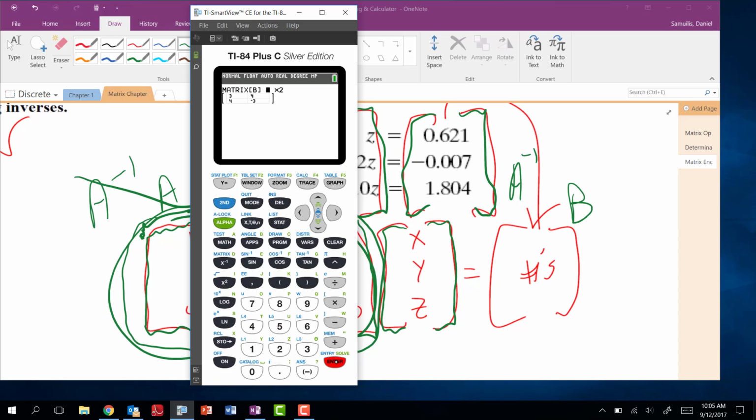Now, what are the dimensions of this? Otherwise, you'll get this screwed up. What are the dimensions of that? 3 by 1. 3 by 1. And then be very careful when typing this. 0.621, enter. Negative 0.007.